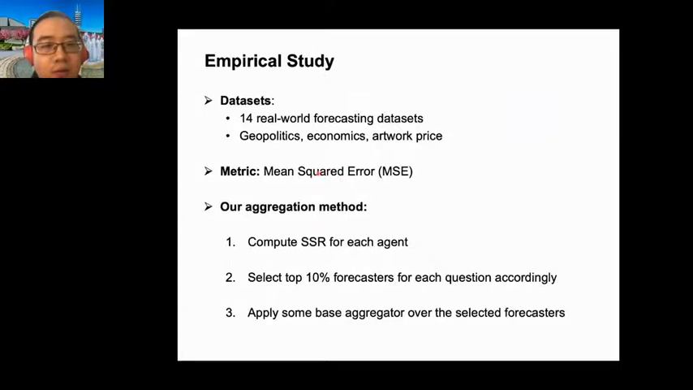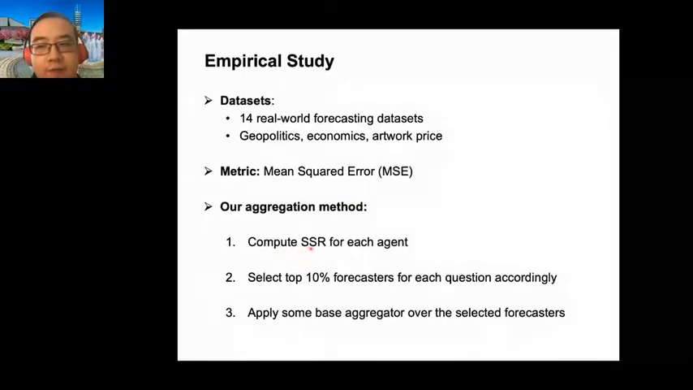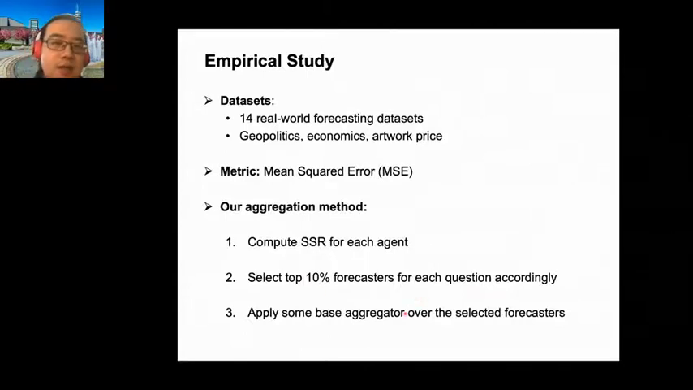We tested on 14 real-world forecasting datasets. The questions cover a wide range of topics, including geopolitics, economics, and guessing the artwork process. We focus on the metric of mean squared error. In our experiments, our method is to first compute SSR for each agent and select the top 10% forecasters, and then apply the mean aggregation. The 10% is just an empirical choice here.